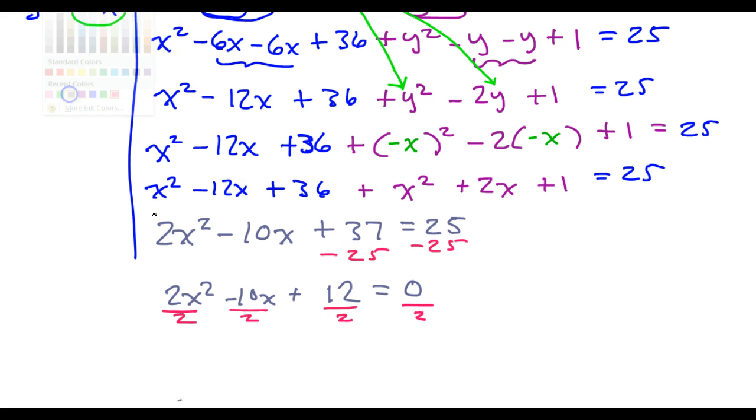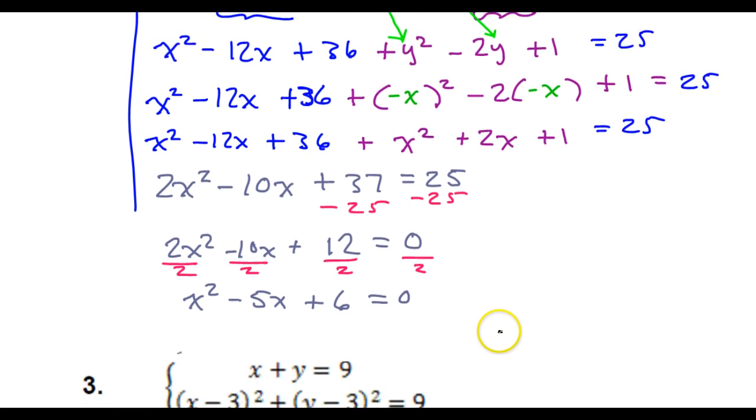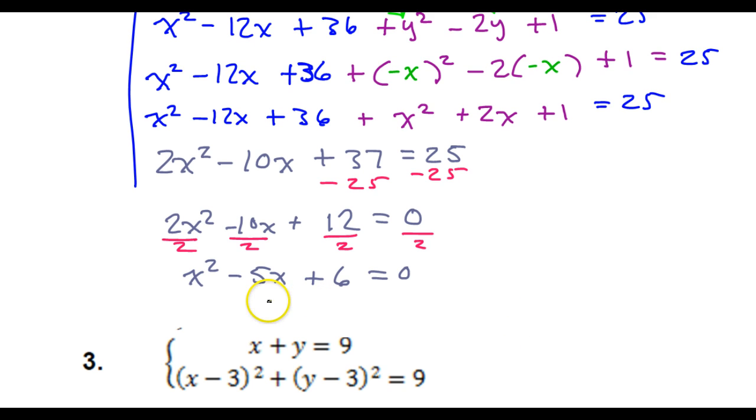Okay, so that is going to give us x squared minus 5x plus 6 is equal to 0. Now I'm going to try to solve this by factoring. So let's see if we can rewrite this as a binomial times a binomial. When I look at that x squared, I'm thinking, okay, that's x times x.